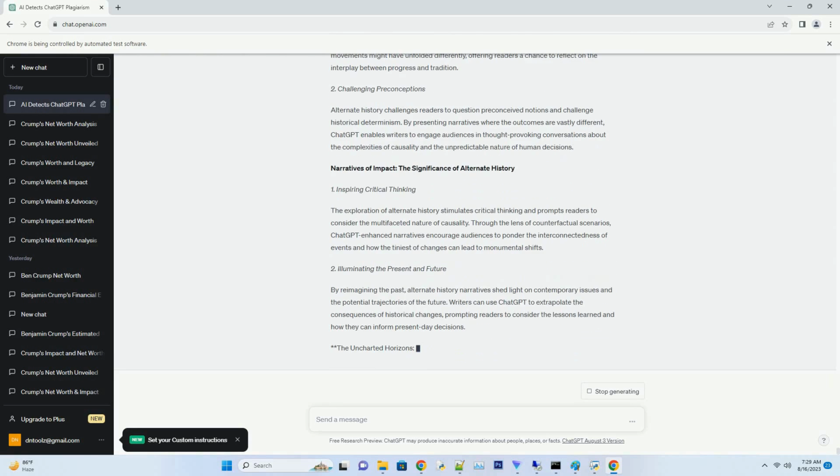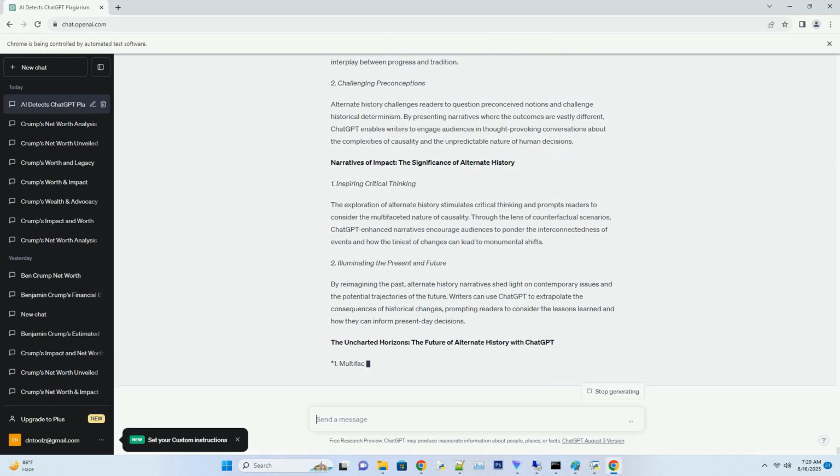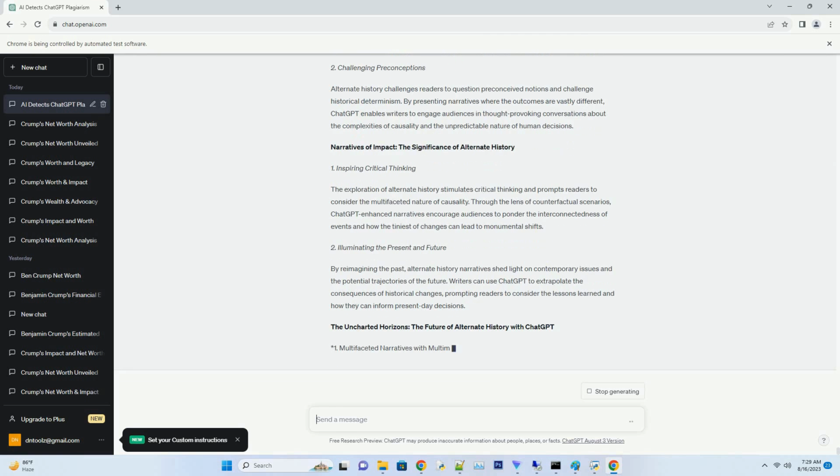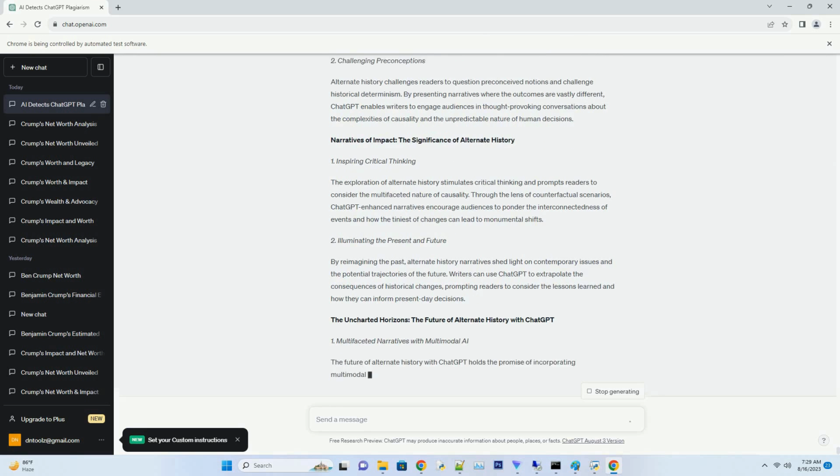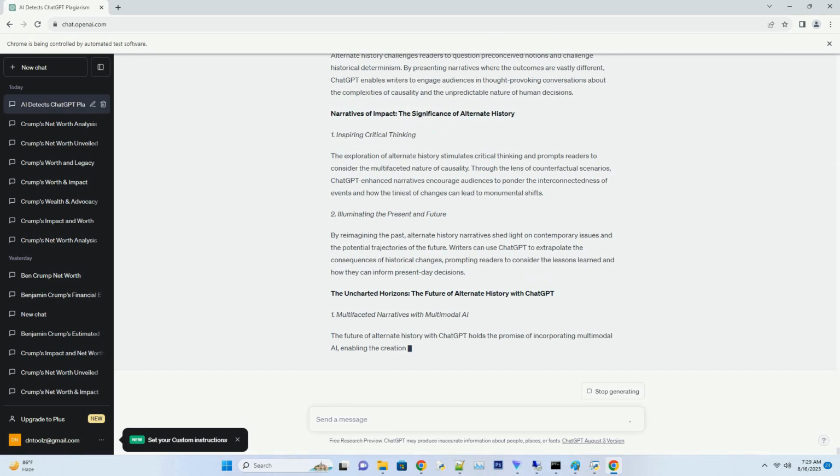2. Blending fact and fiction. Successful alternate history narratives seamlessly intertwine factual elements with imaginative twists. ChatGPT aids writers in maintaining this balance by providing accurate historical context and suggesting realistic deviations. By incorporating actual historical figures, settings, and events, authors can create narratives that feel authentic and grounded, even within the realm of speculation.